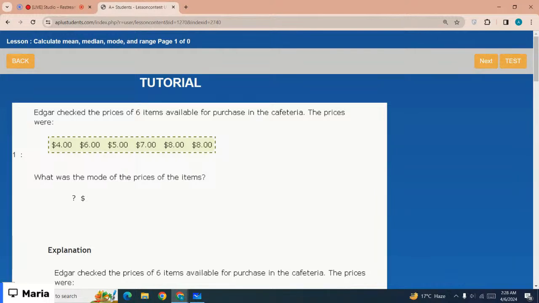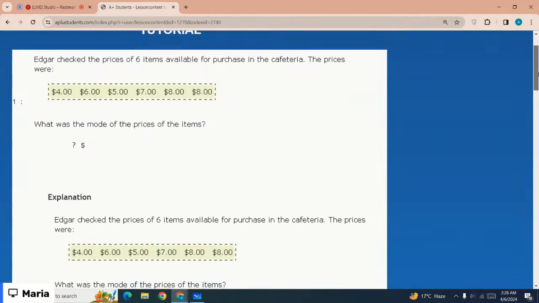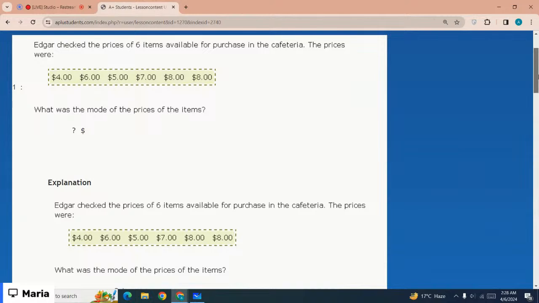Let's start with the first example. Edgar checked the prices of six items available for purchase in the cafeteria. You are given the prices of the six items, right? The prices are $4, $6, $5, $7, $8, and $8. What is the mode of the prices of the items? So you have to calculate the mode, right?